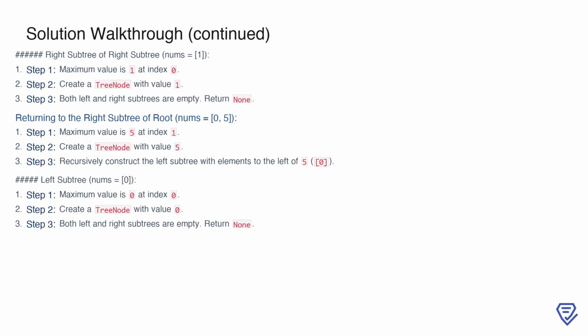Meanwhile, the right subtree of the node with value 5 is also none because there are no elements to the right of 5. This completes the construction of the tree for the input nums equals 3, 2, 1, 6, 0, 5, with the root node being 6, and the subtree structured as determined.